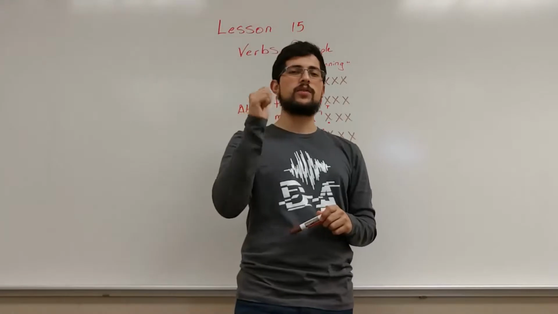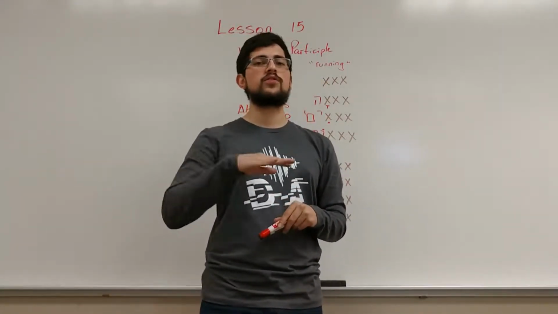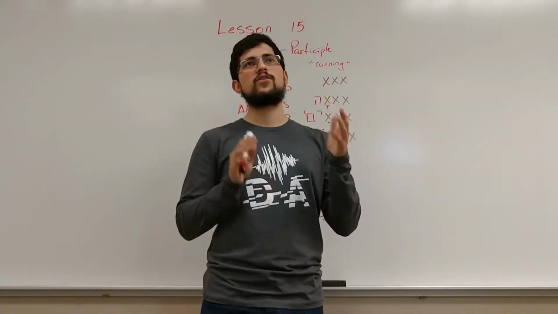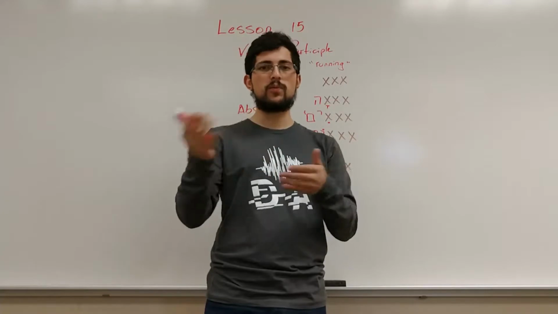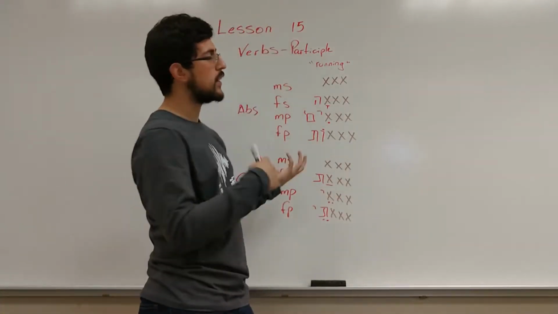One thing that I forgot to mention in the previous video is that the infinitive construct and the infinitive absolute, they don't have person, gender, or number. So they're just infinitive absolute or infinitive construct, and then you just need to identify the stem, which we will go over in the next video. So here we have the participle. Let's go back to our lesson.